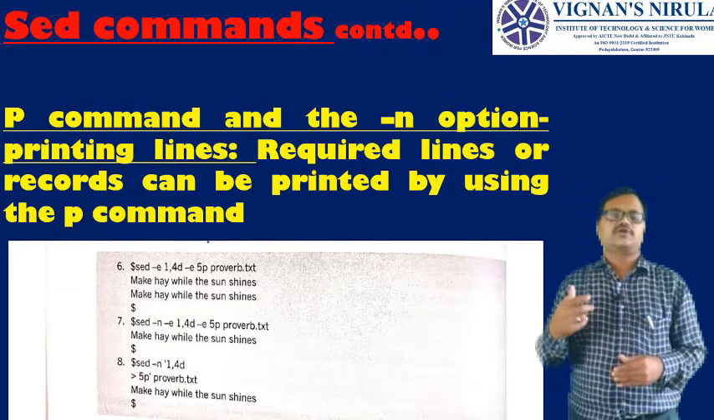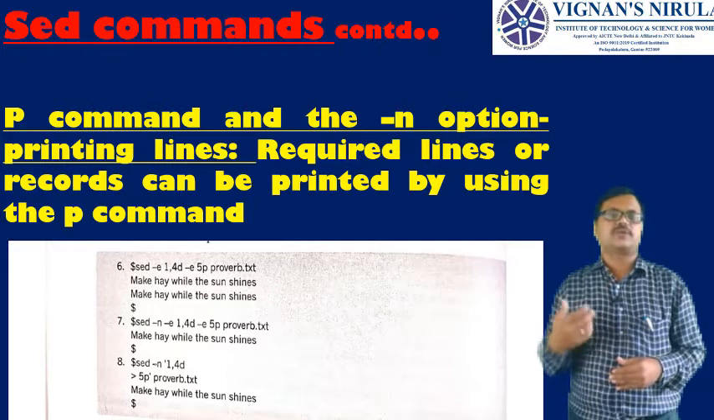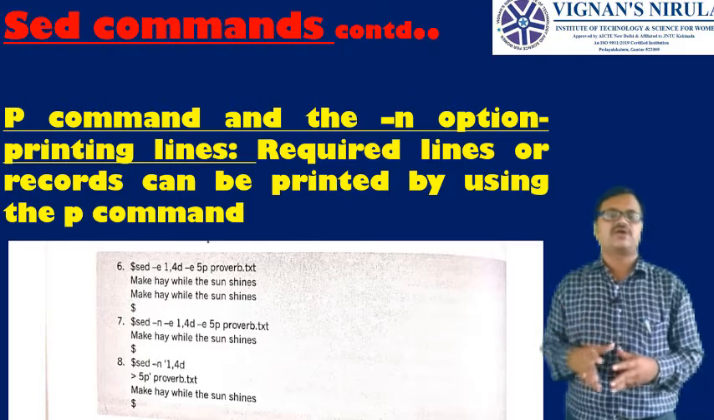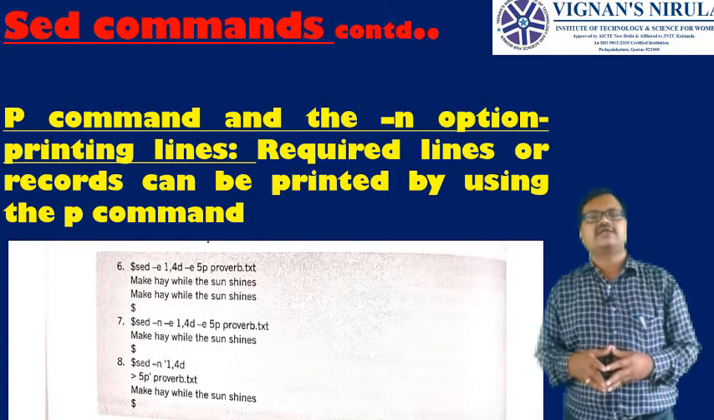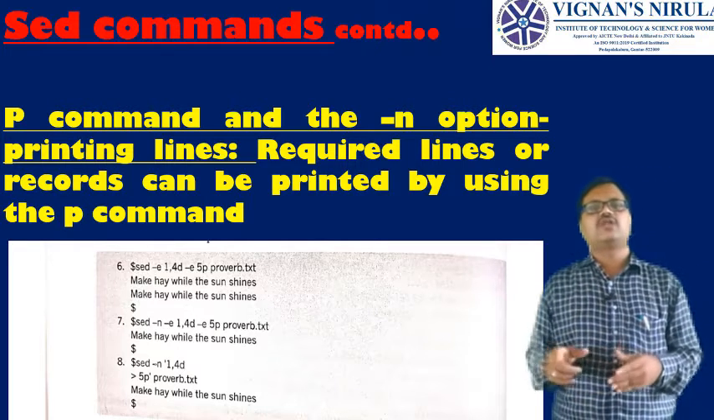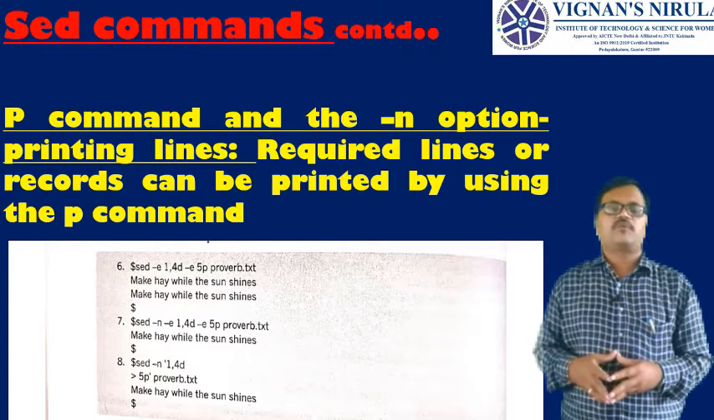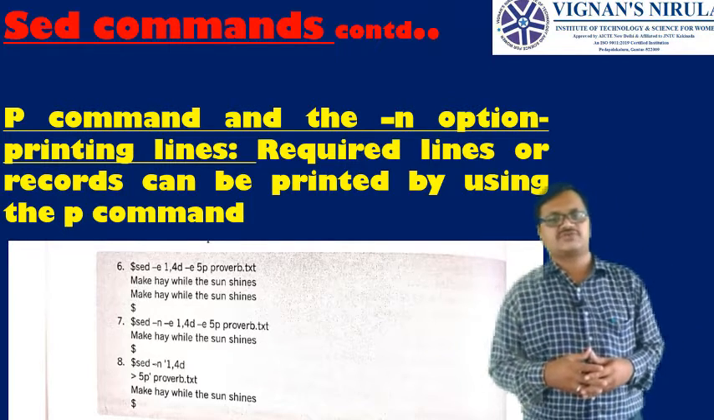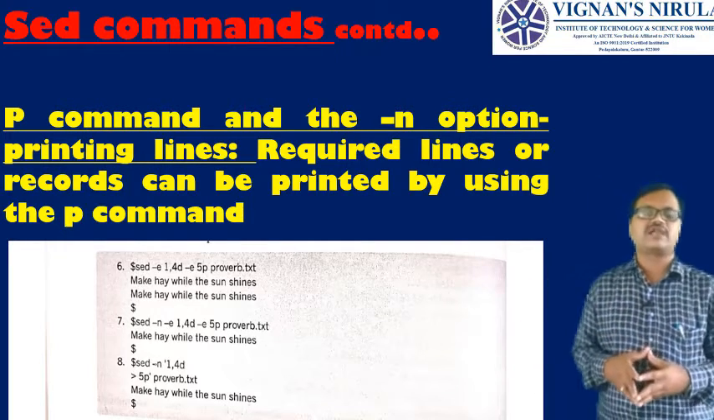To avoid this duplication while using P, always remember to use the -n option. It will suppress the remaining output and only print the required line. So sed -n '5p' proverb.txt will display only the 5th line, that is "make hay while sun shines".